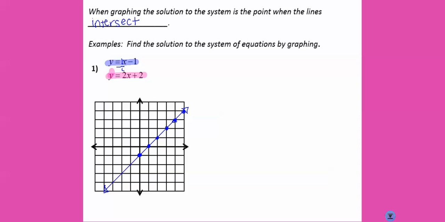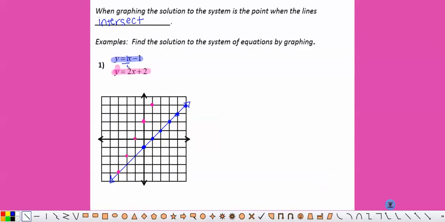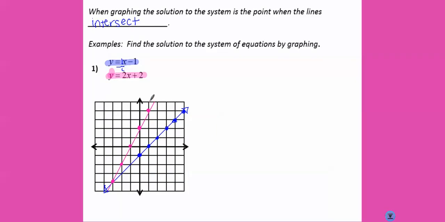And now I'm ready to draw my pink line. So I'm going to start at the y-intercept of +2. I'm going to go up 2/1, and to help me make a few more dots, I'm going to go down and left. I'm going to use my ruler to connect the dots. Draw arrows on the end. And then I'm going to look for where they intersected, which is right here.